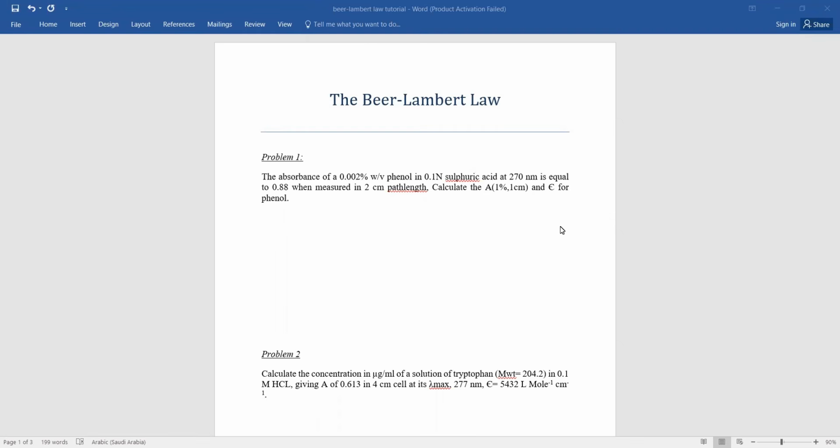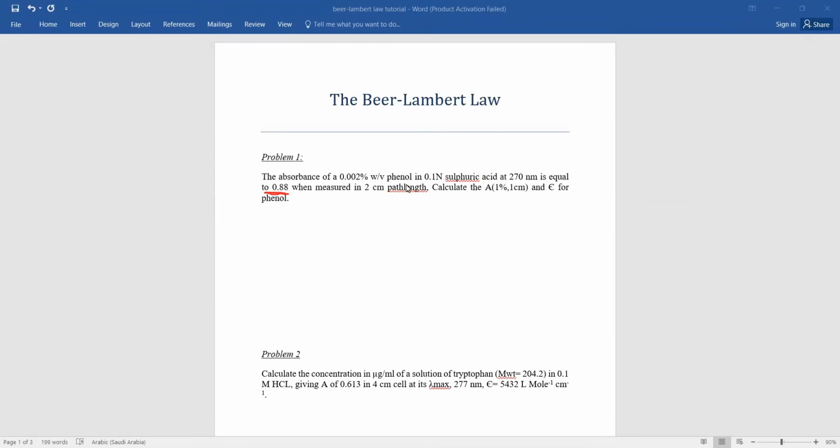Good morning. This will be a tutorial for Beers-Lambert law. We have 6 questions to answer. The first one says that the absorbance of 0.002% weight per volume phenol in 0.1 normal sulfuric acid at 270 nanometer is equal to 0.88. Then the absorbance is 0.88.